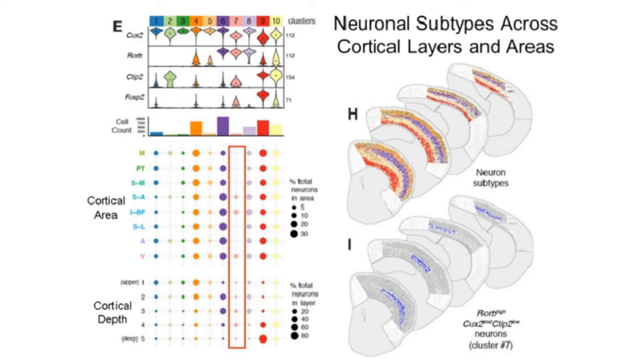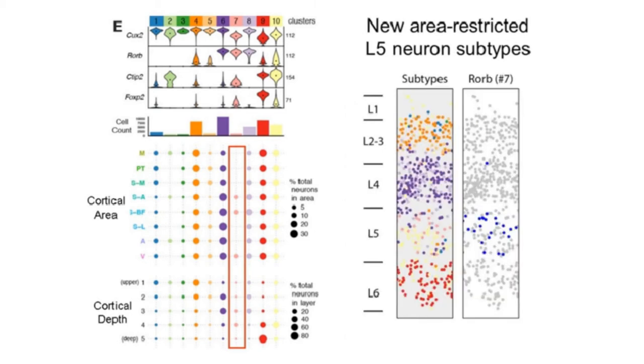The subtype that's marked by high expression of ROR-B and lower expression of other genes is indicated in the spatial distribution by a red box on the left. We find that it shows an area enrichment to the somatosensory and the visual cortex. And in addition to its area enrichment, it's also restricted in its distribution to layer 5 in these select cortical areas.